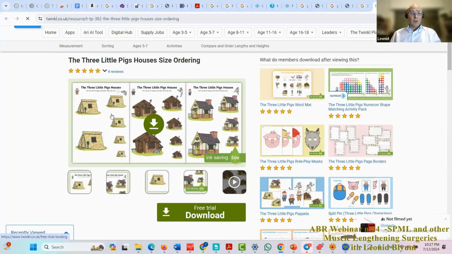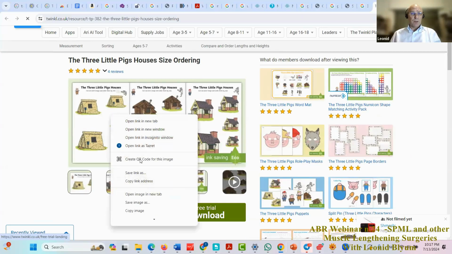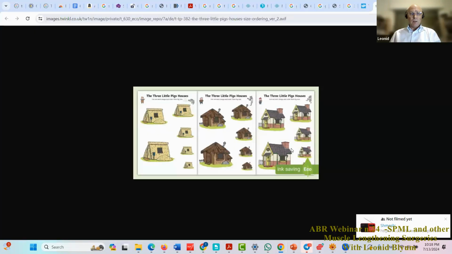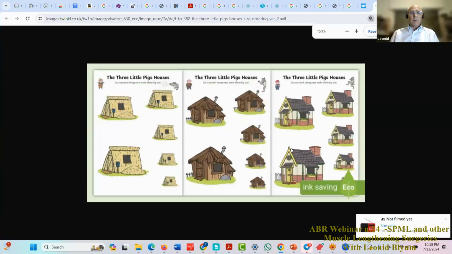I can, oh, I see, you can order 3 different houses. Okay, open image in the new tab. Let's see. So anyway, the house of straw, the house of sticks, and the house of bricks.